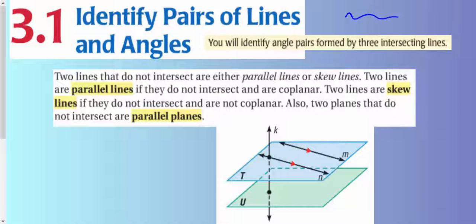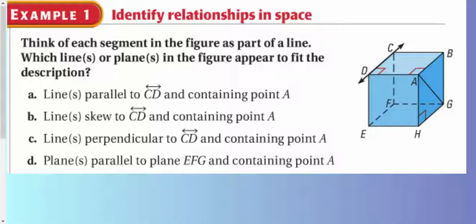Parallel lines are two lines that don't intersect and are in the same plane, coplanar. Skew lines are two lines that don't intersect and are not coplanar. Also, two planes that don't intersect are called parallel planes. So T and U, there's no real marking for that. We're not going to study parallel planes very often. Parallel lines have these little marks on them, but there are no indicators like that for the planes.